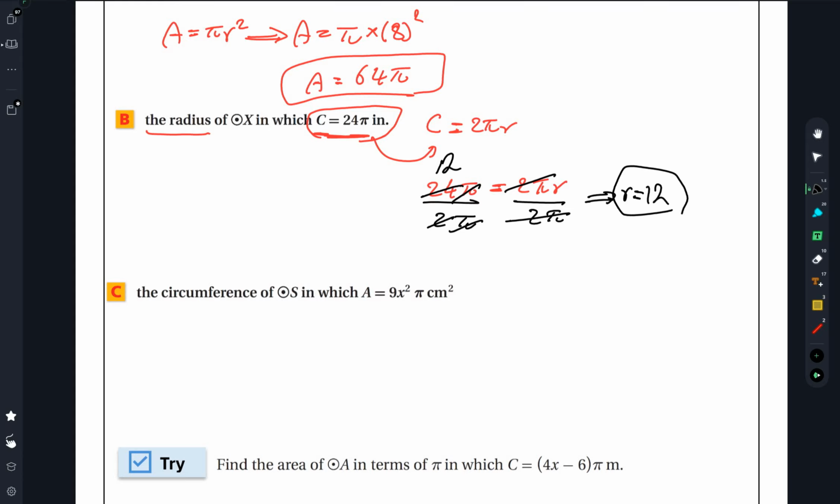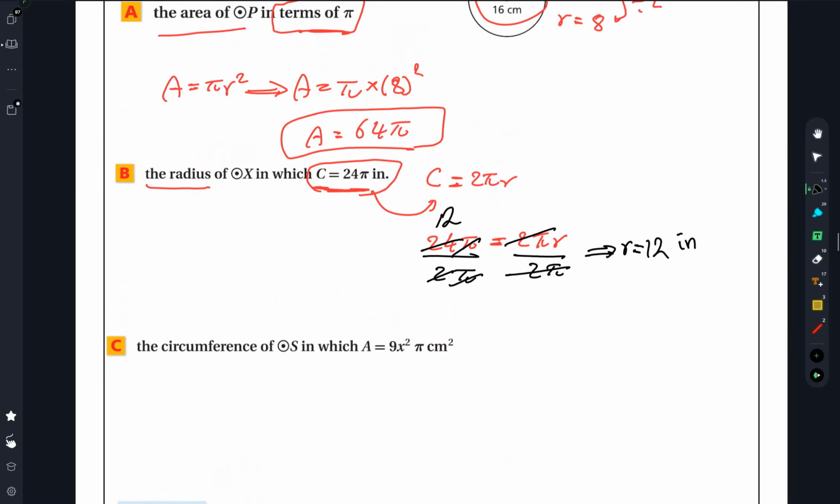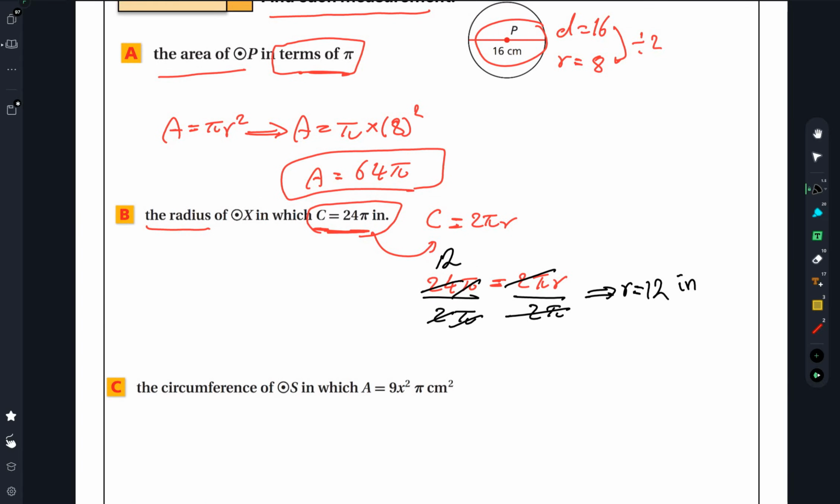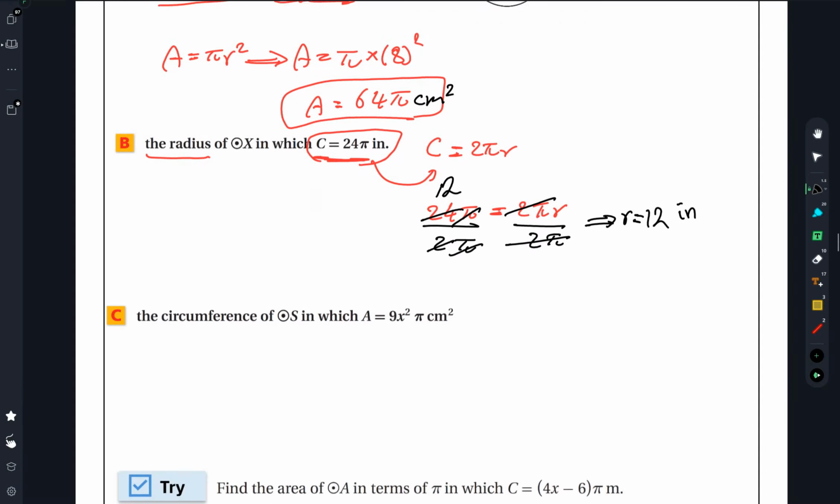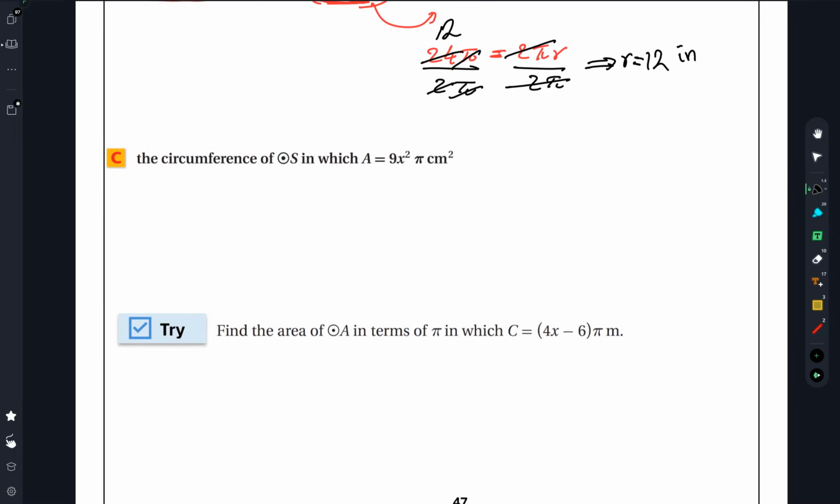It's given in inches, so we can write inch. If it was centimeter, you write centimeter. But here I also forgot the unit for the area. It's given in centimeter, so we can say centimeter to the power 2. Remember, area is power 2, while radius and circumference are power 1.